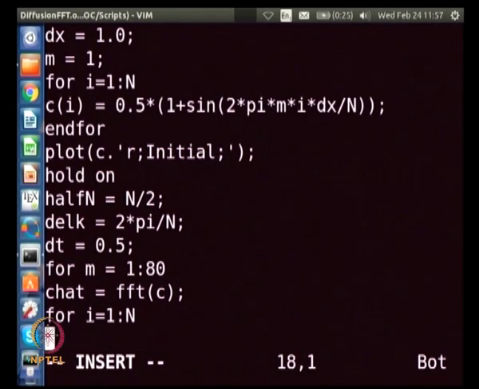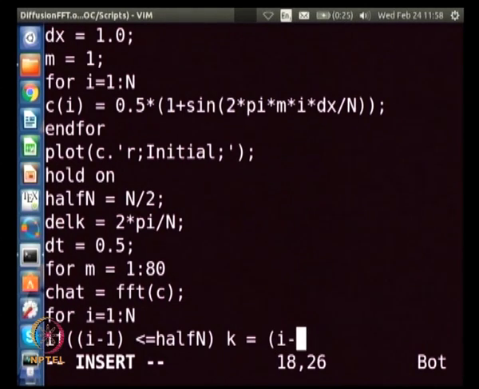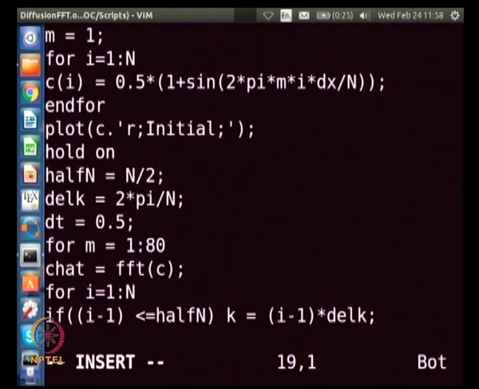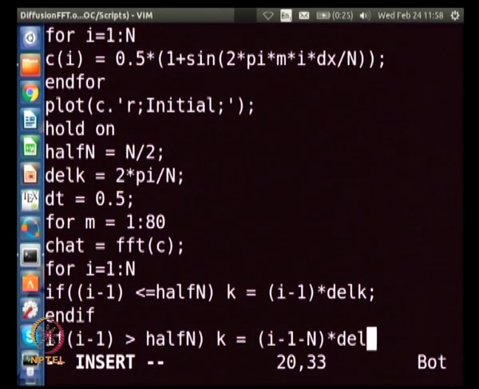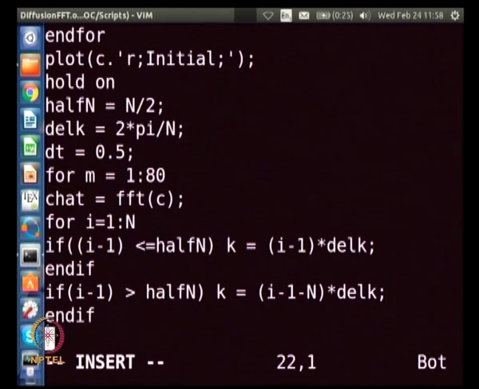So, in the Fourier space, what we are going to do, if I minus 1 is less than or equal to half n, k, which is the vector, is I minus 1 times del k, and if I minus 1 is greater than half n, then k is equal to I minus 1 minus n into del k. So, this is the place where we have implemented the periodic boundary condition.